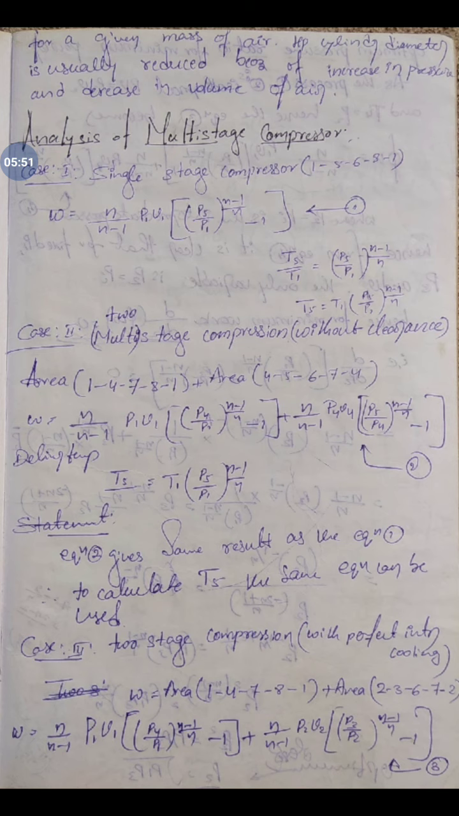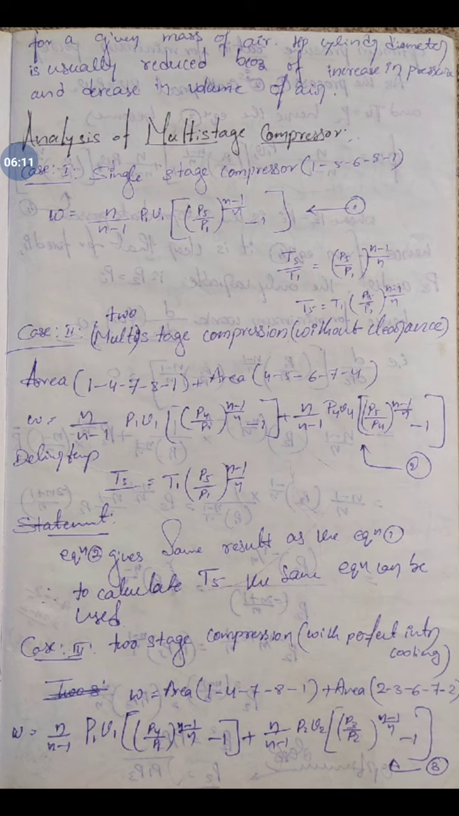Let us take this as equation 1. So we know that temperature T5 by T1 is equal to P5 by P1 to the power of (n minus 1) by n. So from this we will get T5 is equal to T1 into P5 by P1 to the power of (n minus 1) by n. So now let us consider case 2.